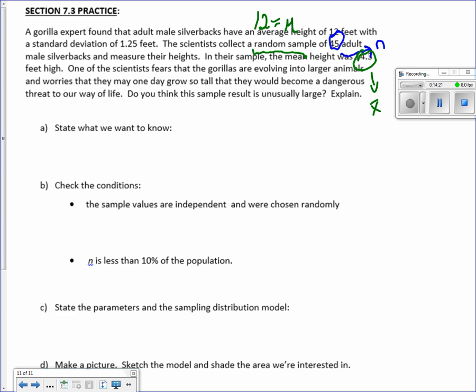So, first part says state what we want to know. Go back to the last couple lines, and we want to know if an average, okay, I'm going to try again.